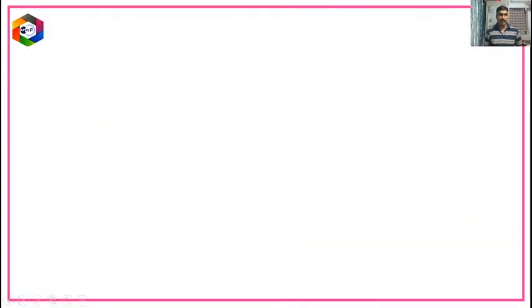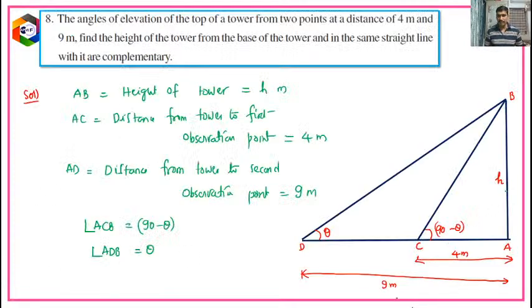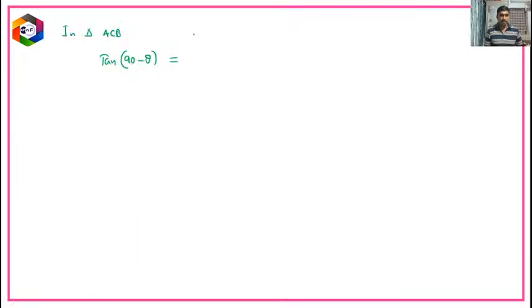In the triangle ACB, tan of 90 minus theta. This is very, very important. Here the angle is 90 minus theta. So with respect to 90 minus theta, what is the opposite side? AB by AC. So AB is h and AC is 4. But this is very, very important: tan of 90 minus theta, the trigonometric ratio for a complementary angle.